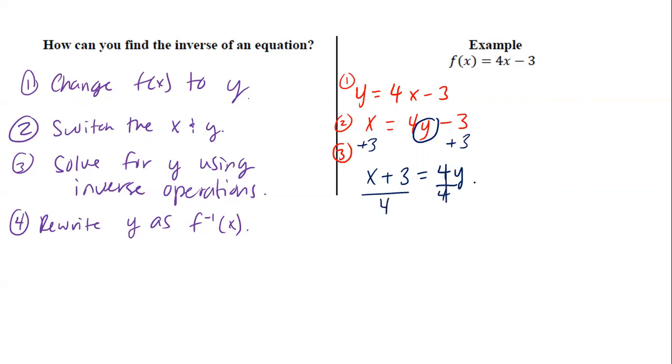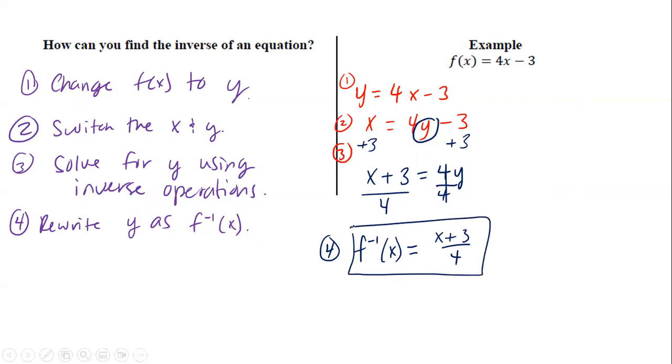Okay, so now y is by itself. So now that y is by itself, fourth and final, we're going to write y as the inverse. So we have the inverse of x equals x plus 3 over 4. And that's our function. Okay, that's simple. That's all you got to do.